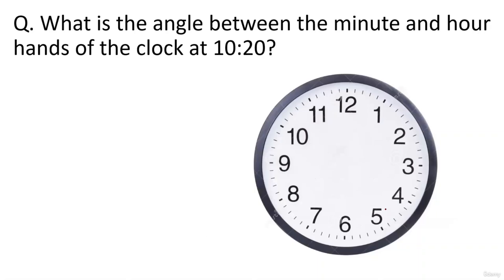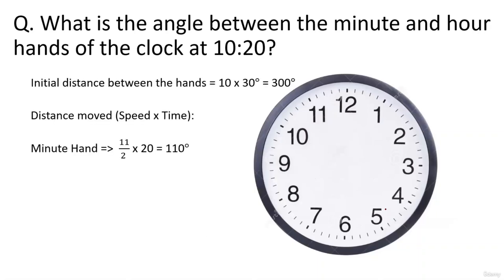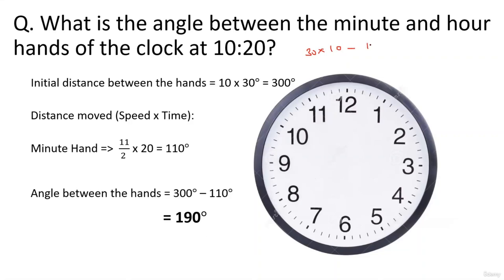What is the angle between the minute and hour hands of the clock at 10:20? Same thing, you can either calculate like the previous one, or you can also directly apply the formula. It will be 30 into h minus 11 by 2 into m, mod. Okay, so 300 minus 110. The answer again is 190 degrees.